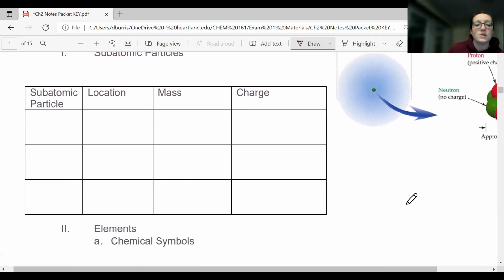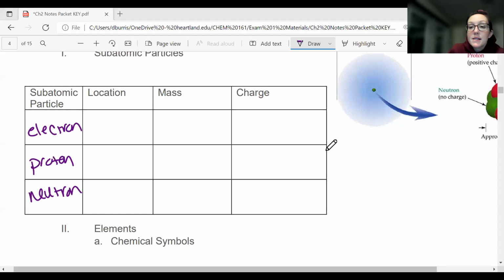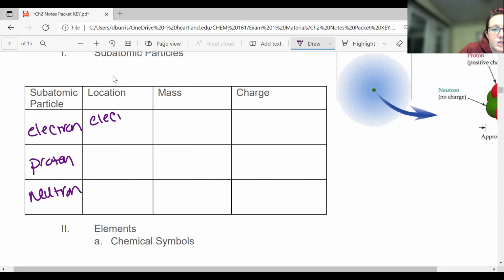The things you need to know: the subatomic particles are, of course, the electron, the proton, and the neutron. And the things we need to know about these are where they are, what their mass is, and what their charge is. All of these particles are a little bit different. The electrons are on the outside, in what's called the electron cloud. Protons and neutrons are both in the nucleus, that dense positive center.